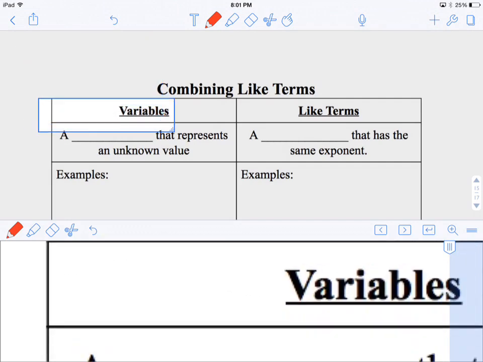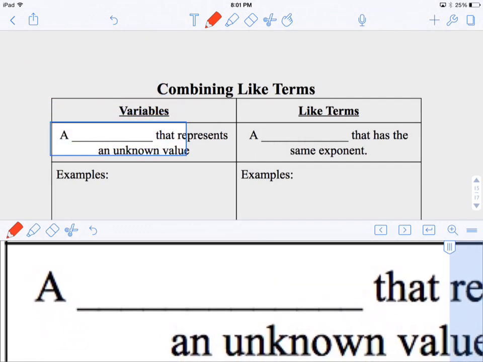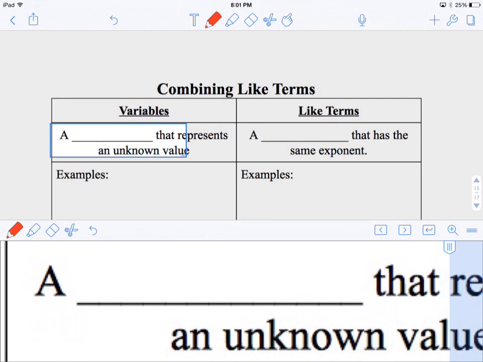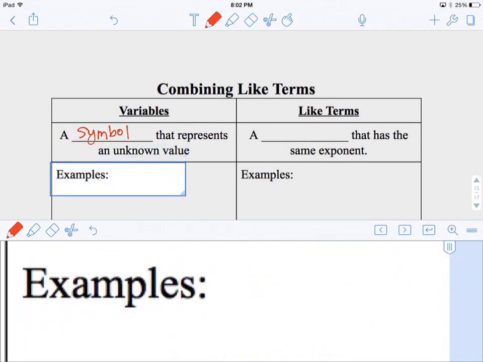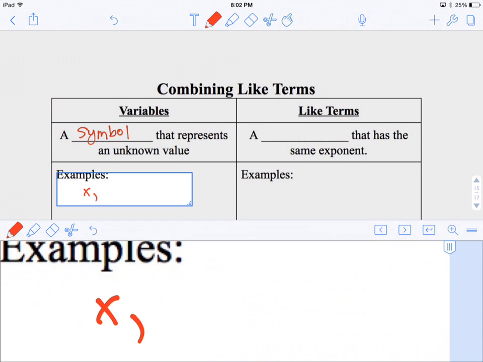So we got to talk about variables. A variable is a blank that represents an unknown value. So this is a symbol that represents an unknown value. For example, X is one that we use a lot, Y we use a lot, but really any letter is great. The TI Inspire calculators will let you use whole words, but I'm not going to do that to you guys. That would be kind of crazy.